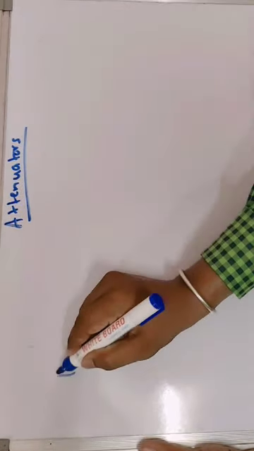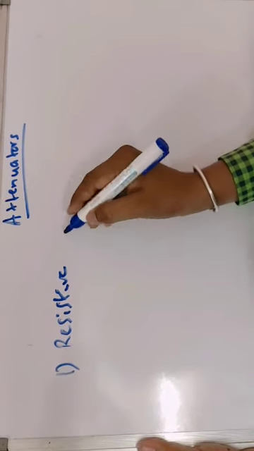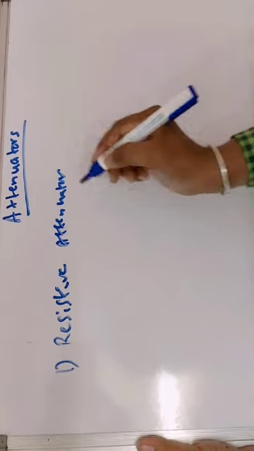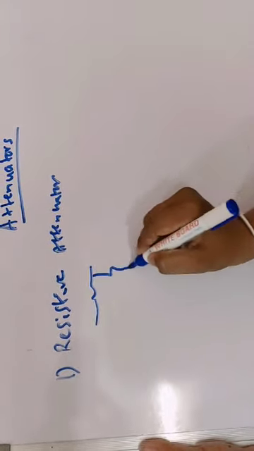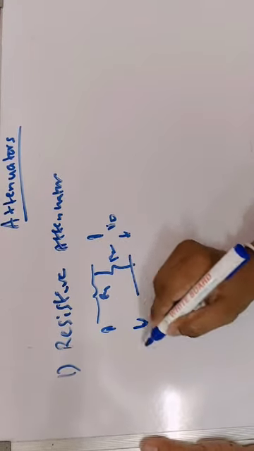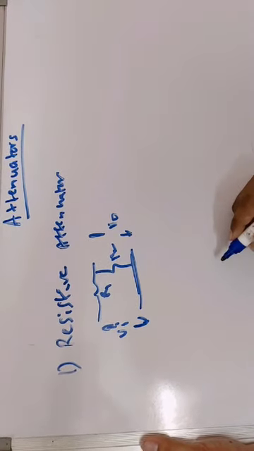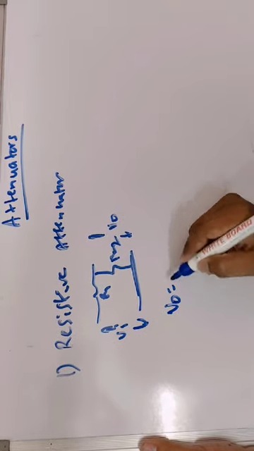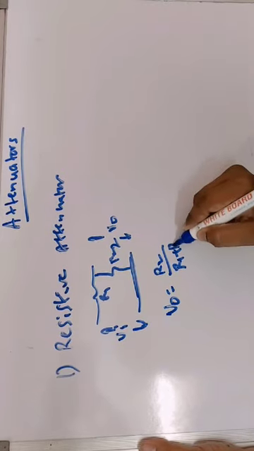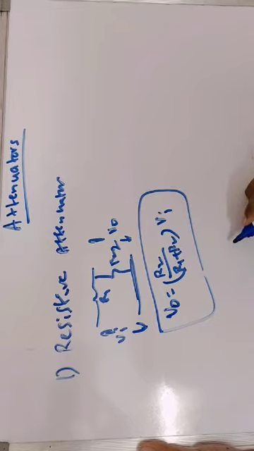The basic attenuator circuit is a resistive attenuator. It is a basic two-port network consisting of two elements, and it is basically a voltage divider circuit. The input is given to this combination and the output is taken across the resistor R2. According to the voltage division principle, the output voltage is V0 = Vi × R2 / (R1 + R2).